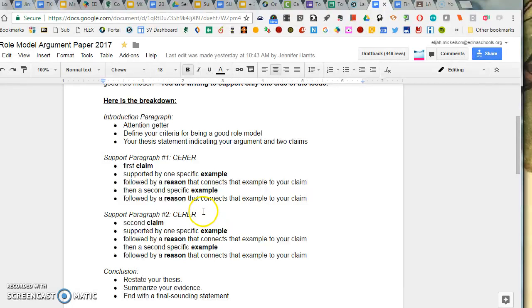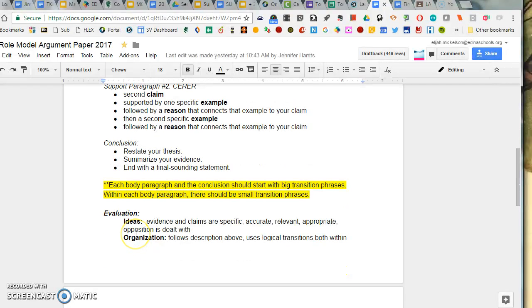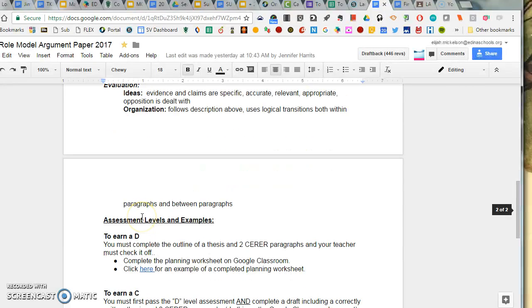You'll be doing two of those CER-ER paragraphs: claim, evidence, reasoning, followed by a conclusion where you restate your thesis and do a few other things. We'll add some transitions to this essay and make it really good. And again, I'll be looking at your ideas and organization as I evaluate how you're writing.